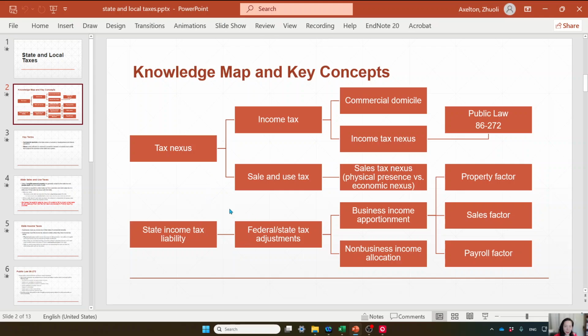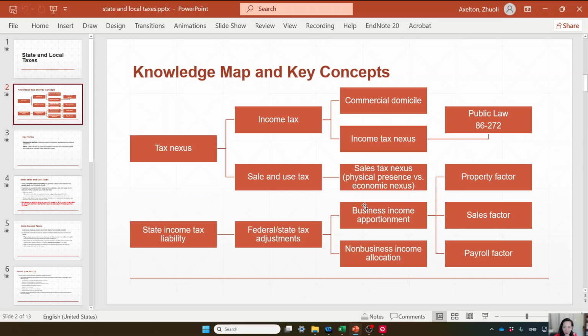The second part of this chapter we're really focusing on is how to determine the state income tax liability. In other words, if a business has to file a tax return in a particular state, what's the starting point, and what are the factors the business has to consider? Similar to the individual state tax return, for the business state income tax they also need to consider the federal and state tax adjustments. So start with the federal and then layer on the tax adjustments related to the state.